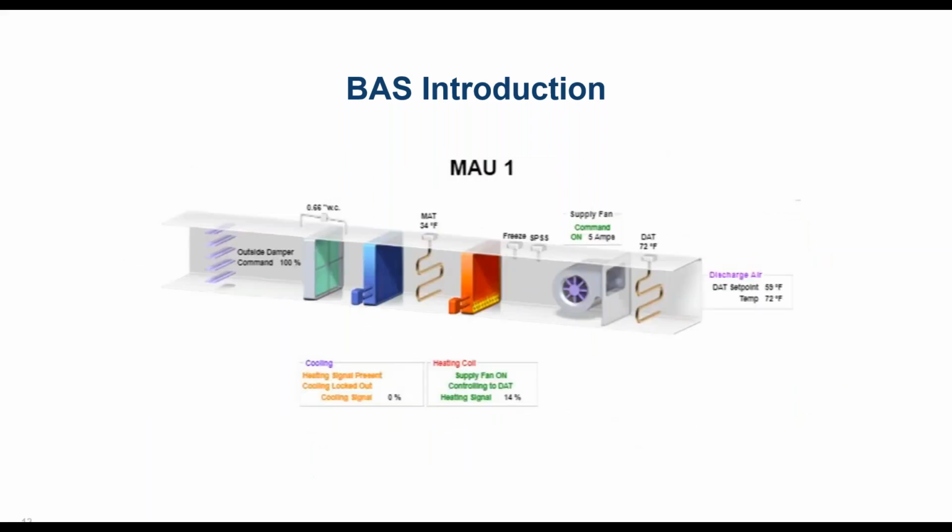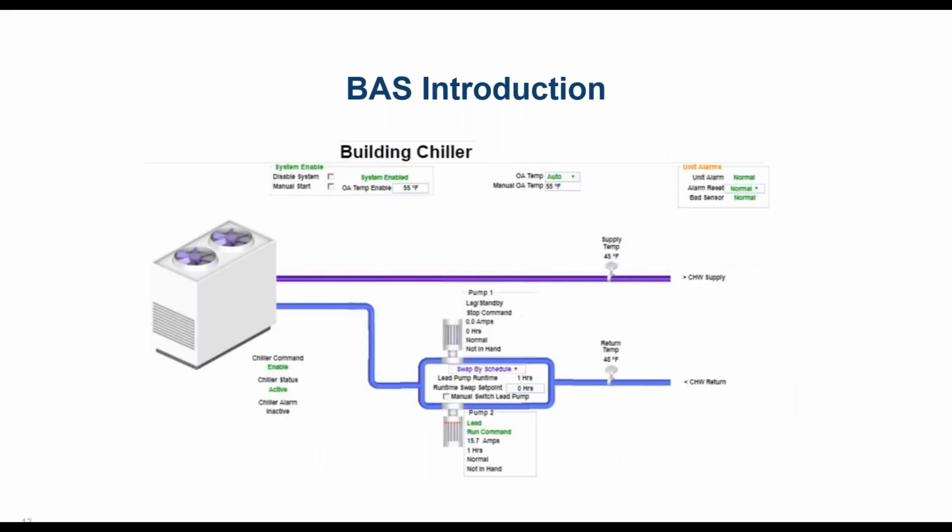Here's another graphic for just a simple makeup air unit. And here's a graphic for a chilled water system. It shows the chiller. It shows the associated chilled water piping and pumps, as well as temperatures and other information.